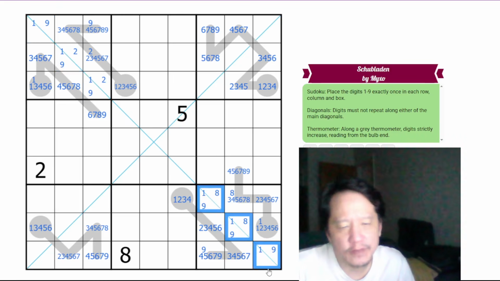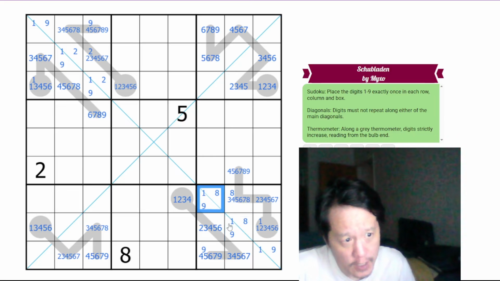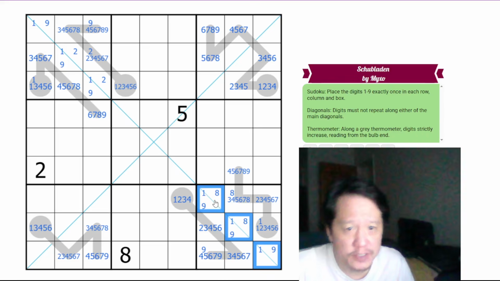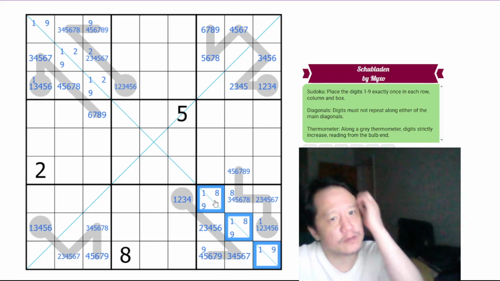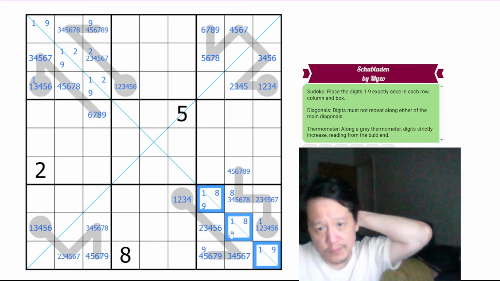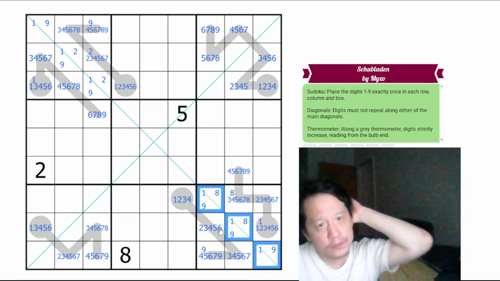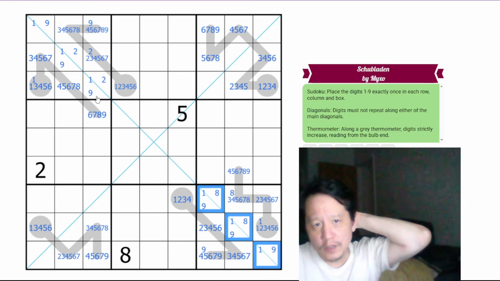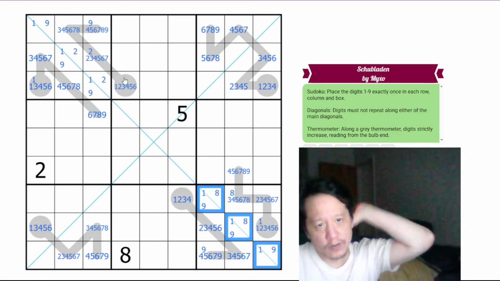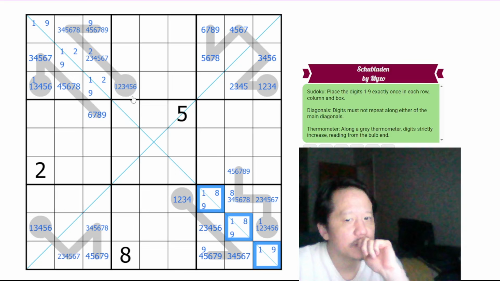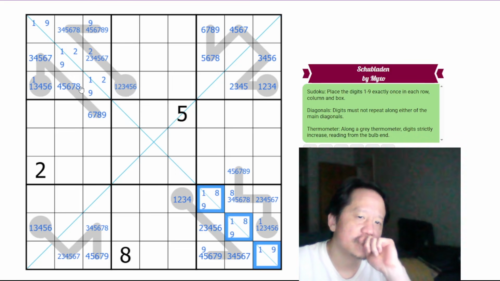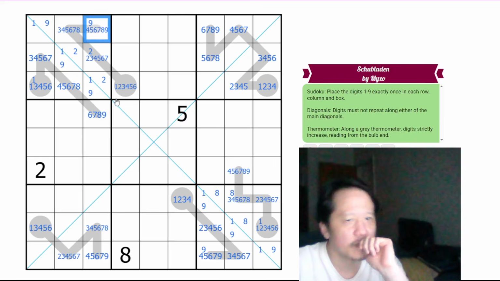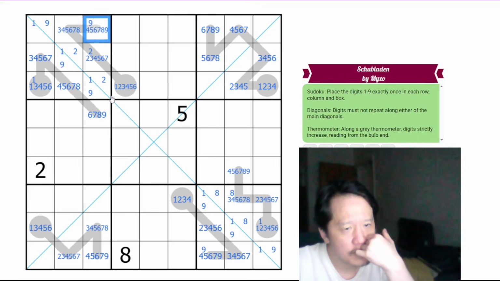So that means you cannot have 1 and 2 be on this diagonal. But we don't know much about that, right? If 8 is on the diagonal here, that means 8 cannot be here, so 8's either here or here or here. That seems okay.